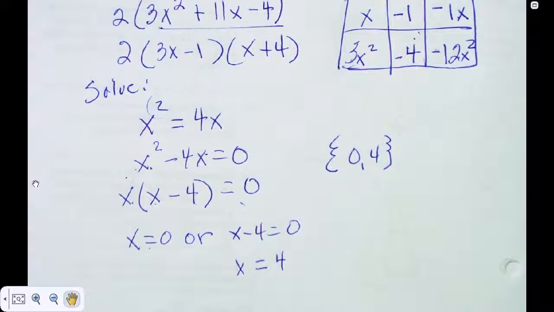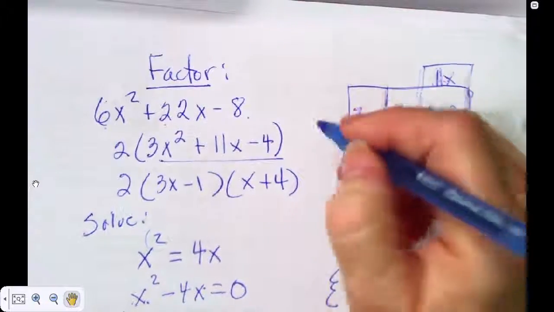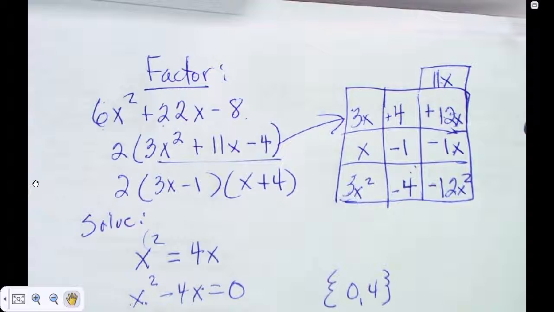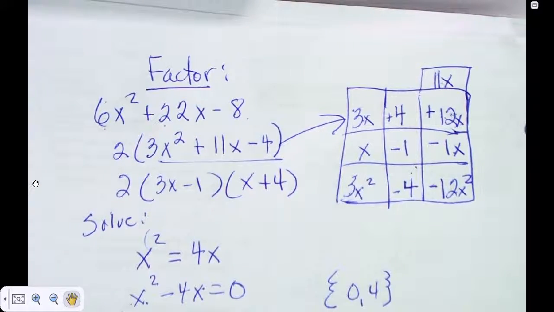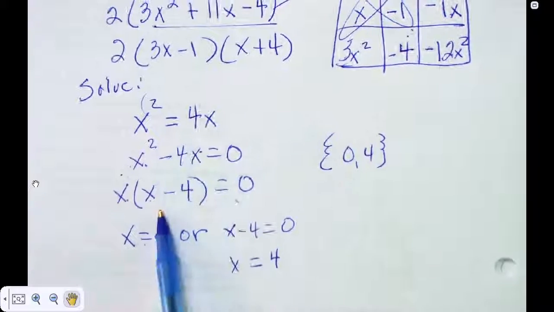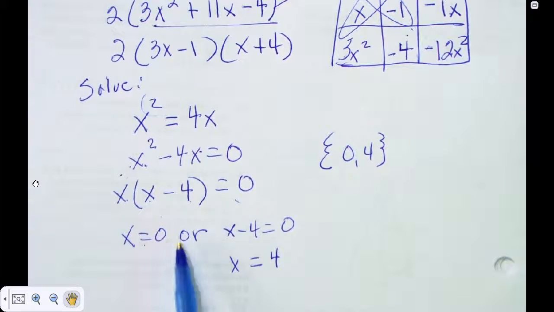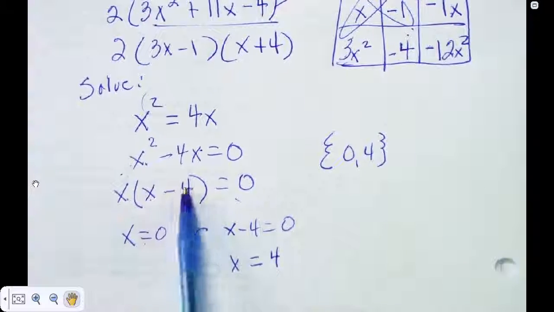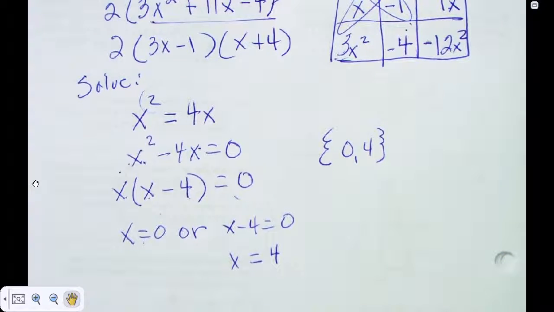Y'all tried to do some crazy stuff on this. The only time you do a big box, guys, is when you have a trinomial that you're trying to factor into binomials. The only time you use a big box. Right there, you're solving. You've got a monomial times a binomial. You're good to go. So one of those has to equal 0. Okay, that's what we had trouble with.